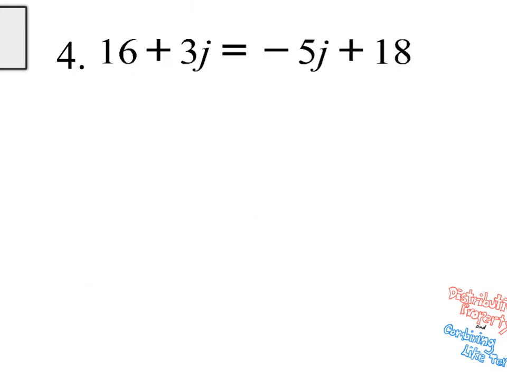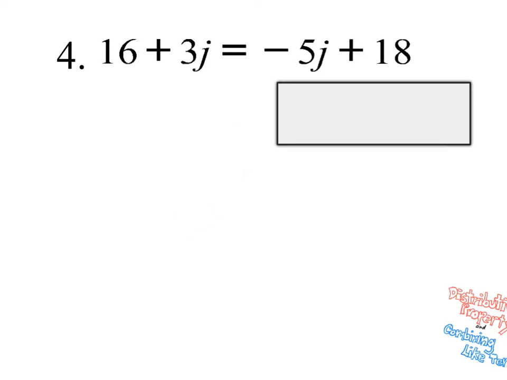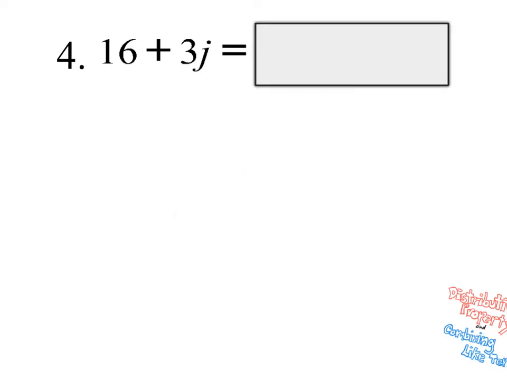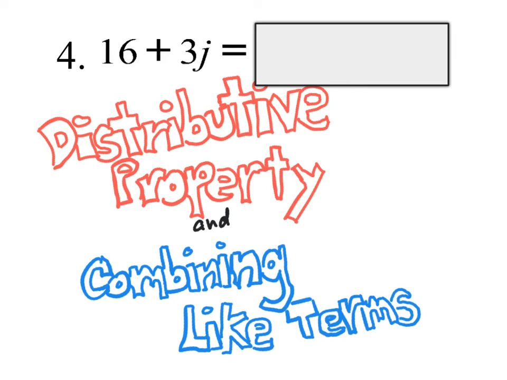Number 4. Okay, this one is a simplified equation. What do I mean by it's a simplified equation? Let me use my rectangle. If I cover up the right side and I go, well, what about this left side? Is there anything I could do? Is there any simplification that I could do? And if you're thinking, well, what does he mean by simplify? Again, simplifying means distributive property and combining like terms.